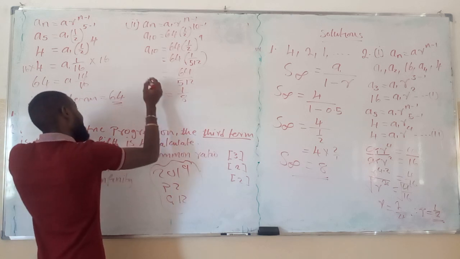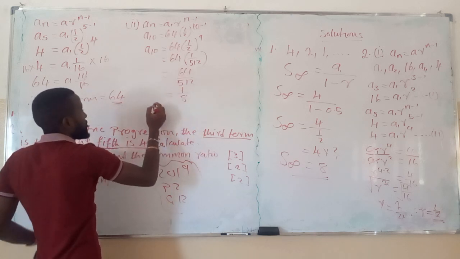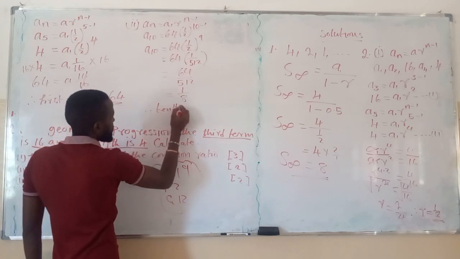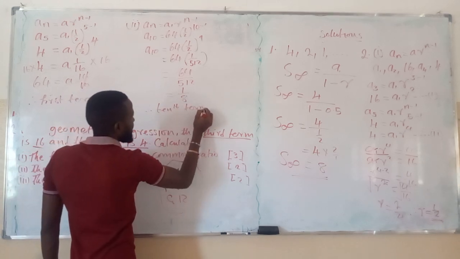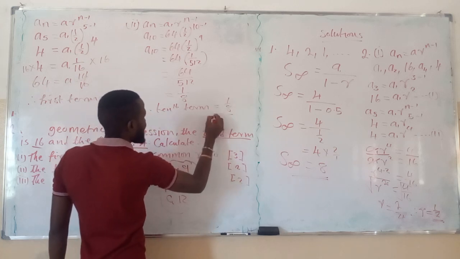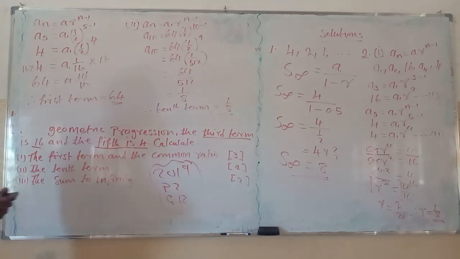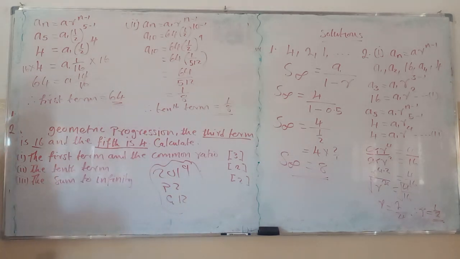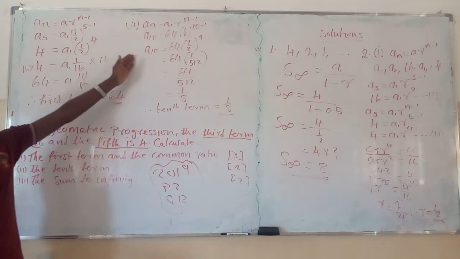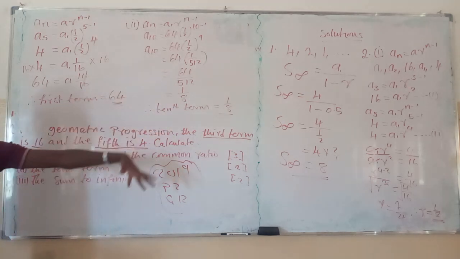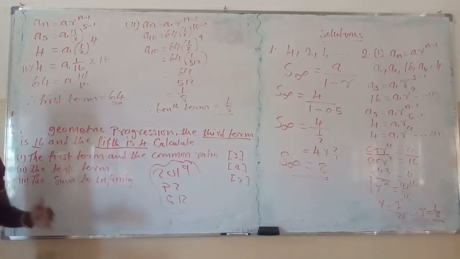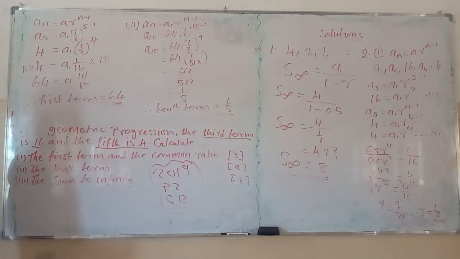So the 10th term for this geometric progression, therefore, the 10th term is equal to 1 over 8. That's the 10th term. You have found the 10th term like that. If you do it like that, my dear friends, then you have nothing to worry about. Because once you know your first term and the common ratio, the rest of the things become easy. But if you don't know the first term and the common ratio, things become tough. So you need to know those things first.